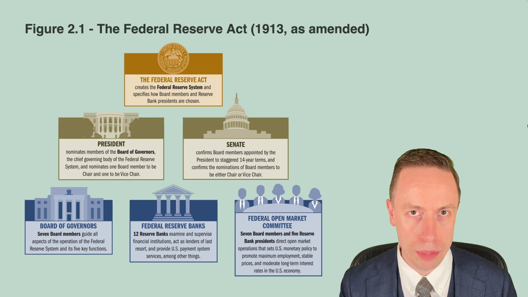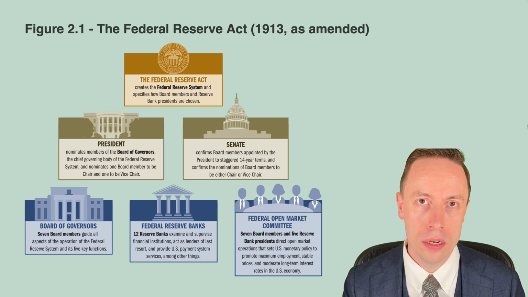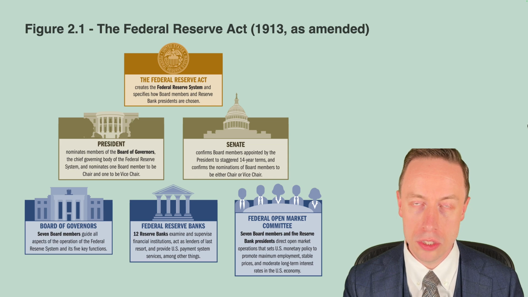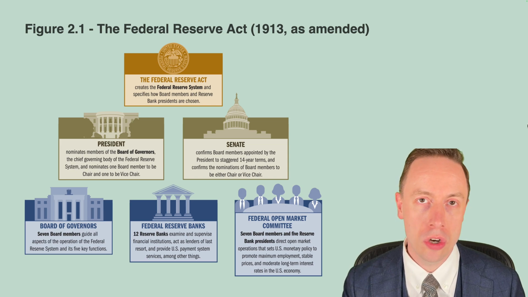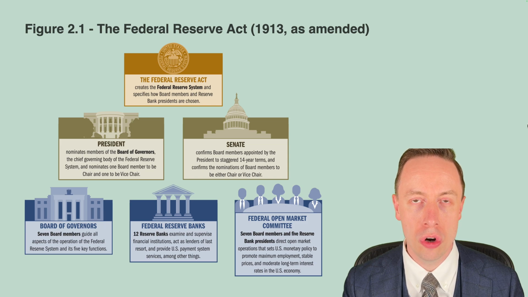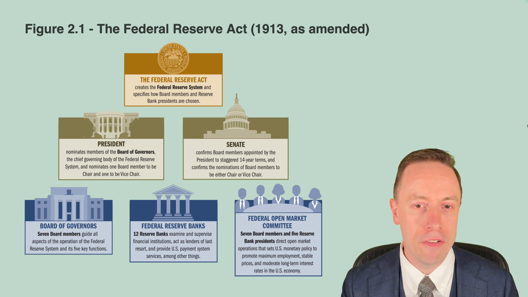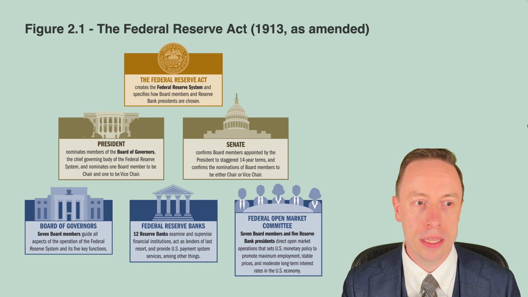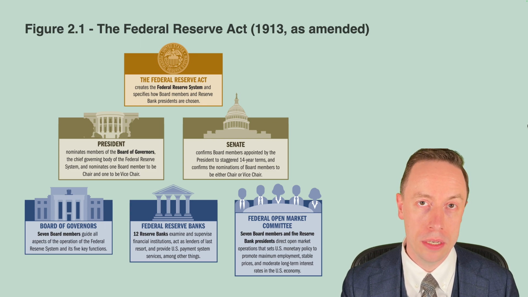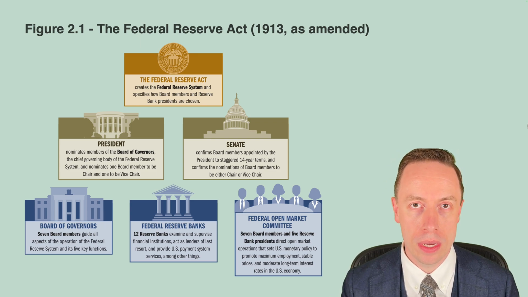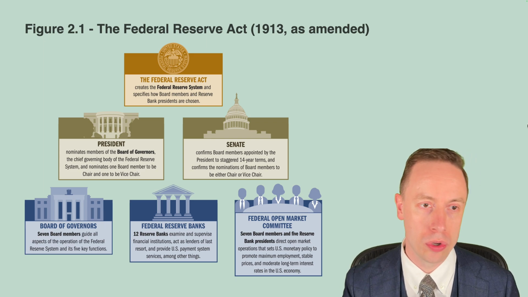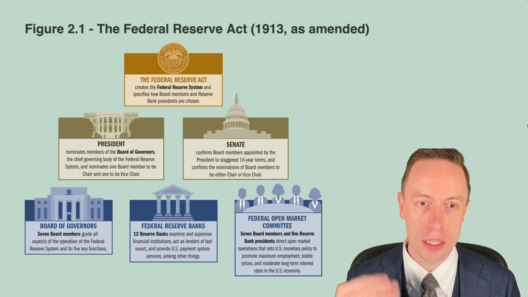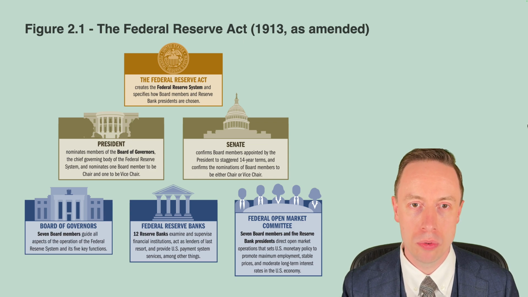Now, similar to the Supreme Court, we do want our central bank to be somewhat insulated from political pressure. And as a consequence, these Board of Governors don't have lifetime terms, but they have very long terms, 14-year terms. And then out of this 7-member Board of Governors, the president also nominates one of them to be the chair and then also a vice chair. And they hold those roles within the Board of Governors for 4 years, and that can be renewed on a regular basis as well.